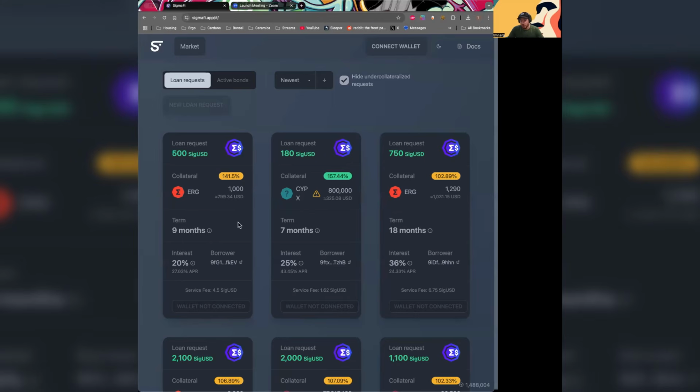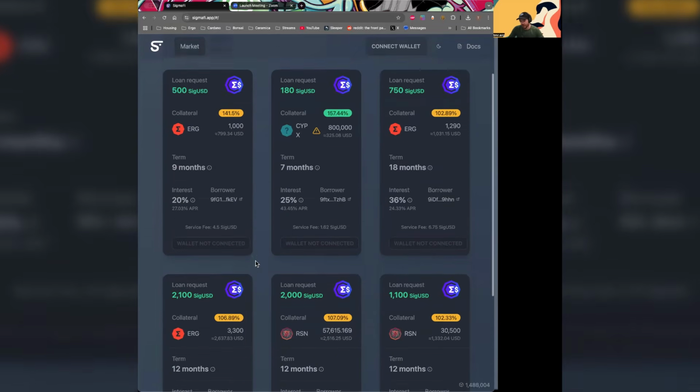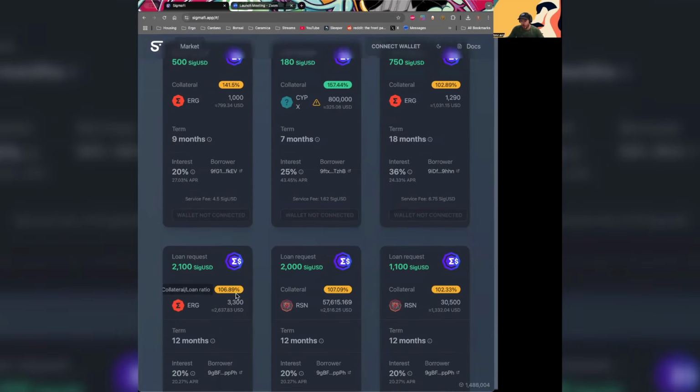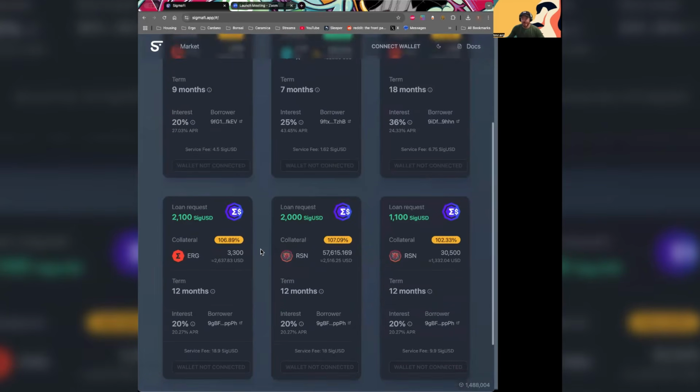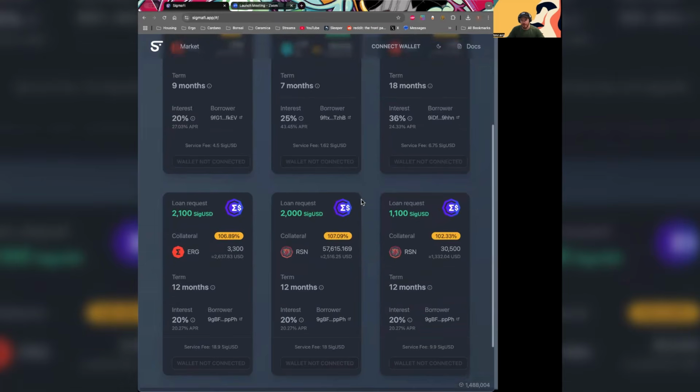So if somebody really needed it, maybe they would put a bunch of collateral, like more. You know what I mean? To show, hey, this is a super secure 200% backed loan, something like that. Otherwise, you have these where it's 106%. I'm not going to do that because ERG is volatile. If ERG drops another 6%, maybe I'm not getting my SigUSD back, right? So that's why I want to use this program, because everything is so transparent, and it's just very, very clear.